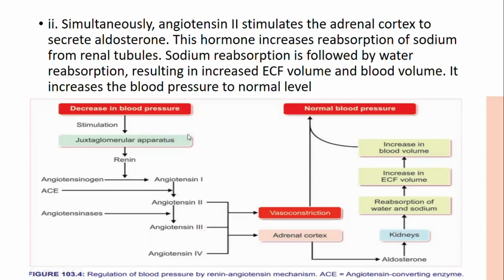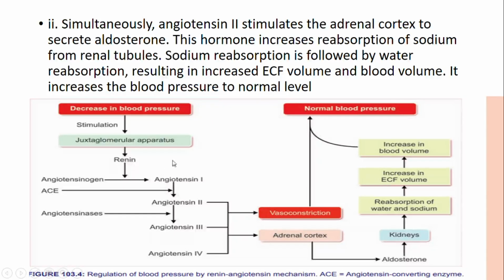Second, simultaneously angiotensin 2 stimulates the adrenal cortex to secrete aldosterone. This hormone increases the reabsorption of sodium from the renal tubules. Sodium reabsorption is followed by water reabsorption, resulting in increased ECF volume and blood volume. It increases the blood pressure back to the normal level.